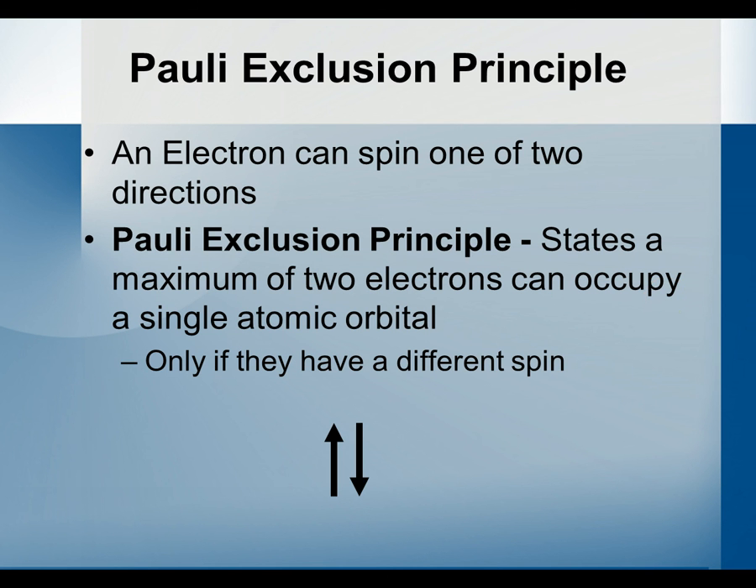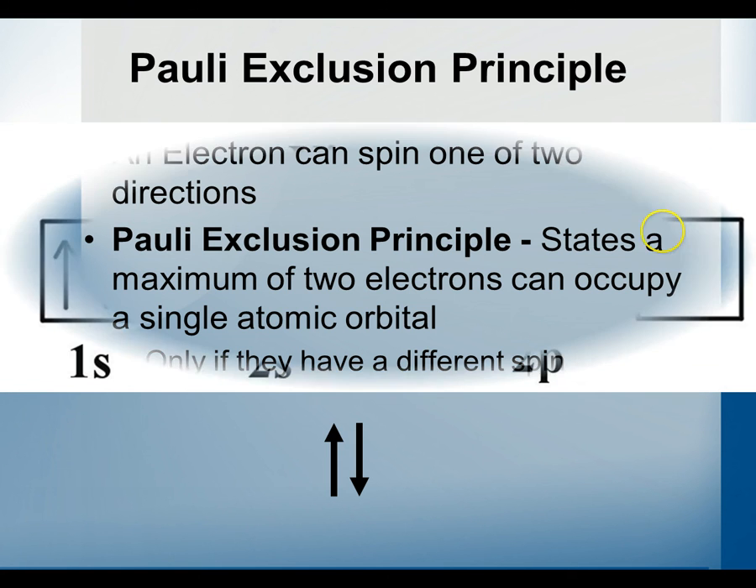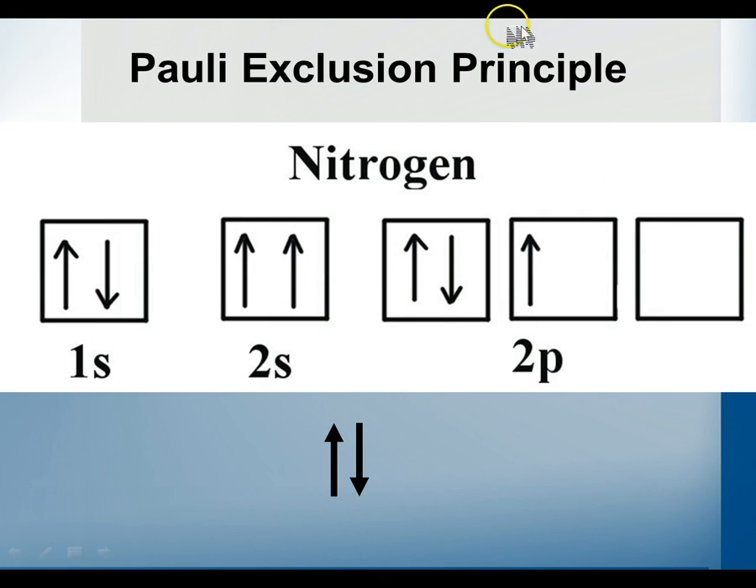Pauli exclusion principle, and that's when an electron can spin one of two directions. Only 2 electrons can occupy a single orbital, but they have to have different spins. So an example of breaking Pauli exclusion principle would be something like this. Look at the 2s here. You are having 2 electrons spinning in the same direction, in the same orbital, and that would not be how it would work, and they would go in opposite directions.